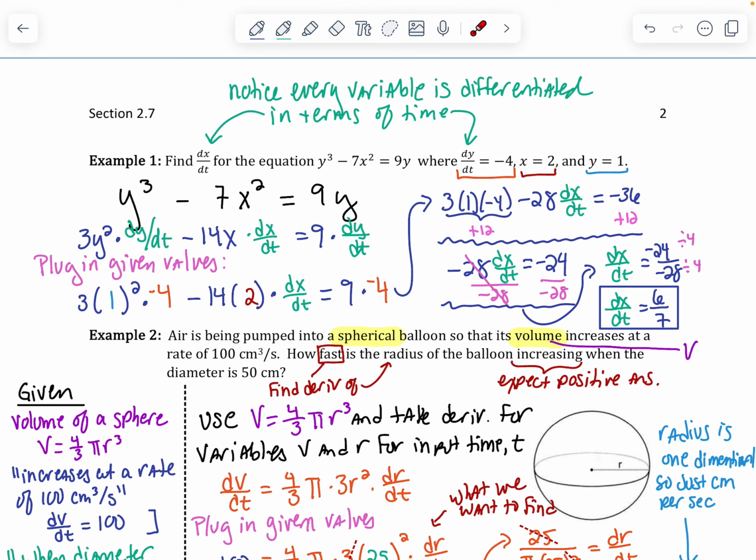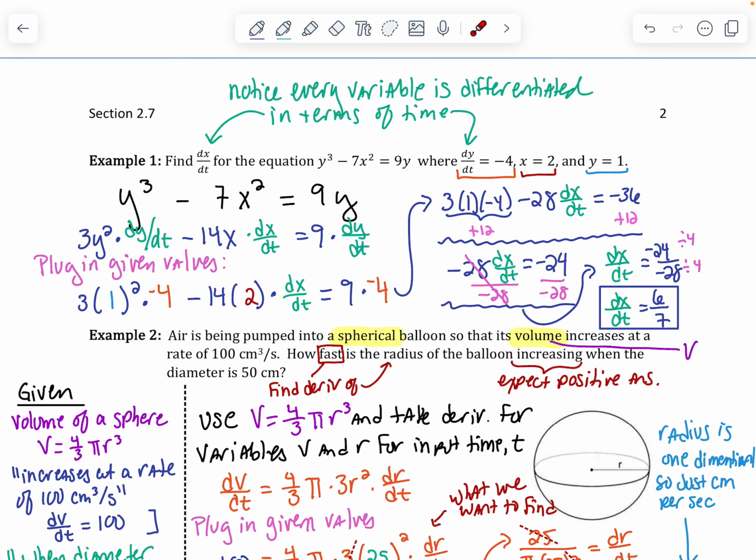The dy has a dt. The dx has a dt. So we're going to take this equation and differentiate every variable. So y cubed's derivative, and because it was a y, we need to include a dy/dt. The minus x squared has a derivative of minus 14x, but because of the x, we need a dx/dt. And the 9y has a derivative of 9, but we need to include a dy/dt.